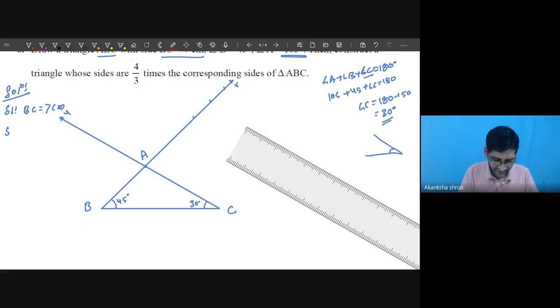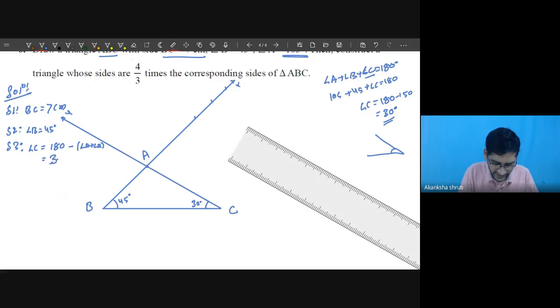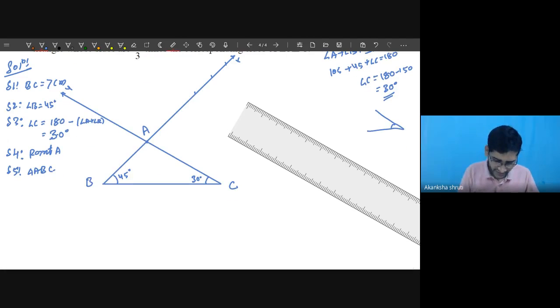So this way the BC was step 1. Our step 2 was angle B is equal to 45 degree we have constructed. Then step number 3, angle C is equal to 180 minus angle A plus angle B, and this we have calculated as 30 degree, and this we have drawn. The step number 4, point A on intersection of these two lines. Then step number 5, triangle ABC gets constructed. We have done it. Now the next one is for drawing the similar triangle. Step number 6, go for this.